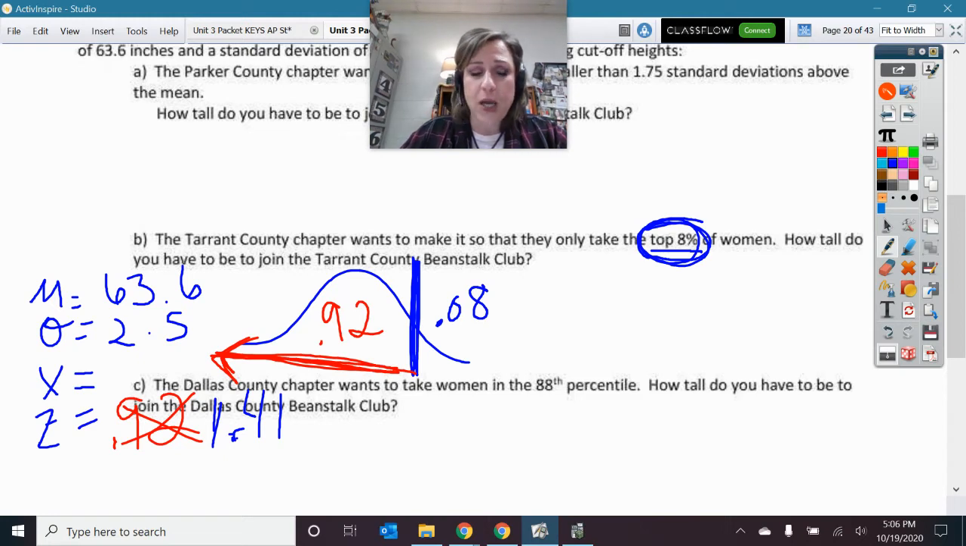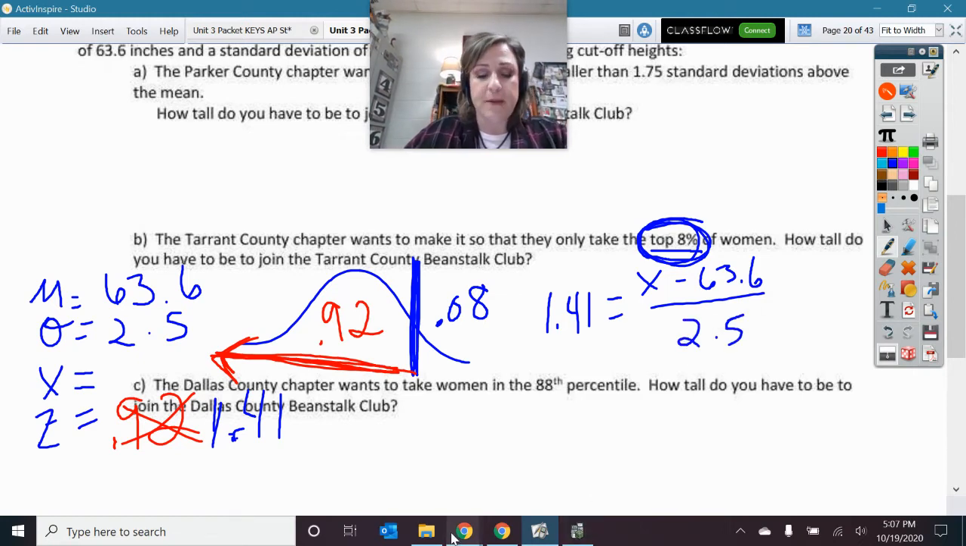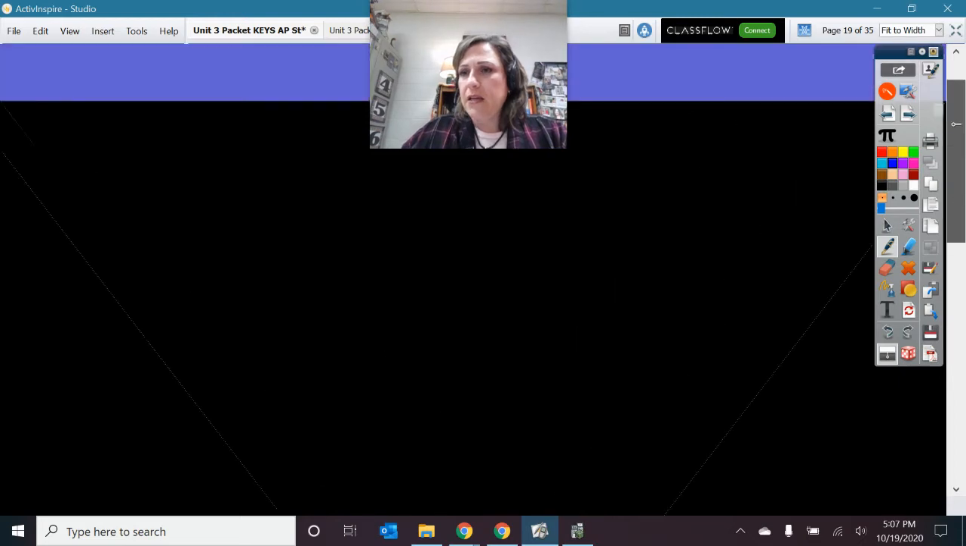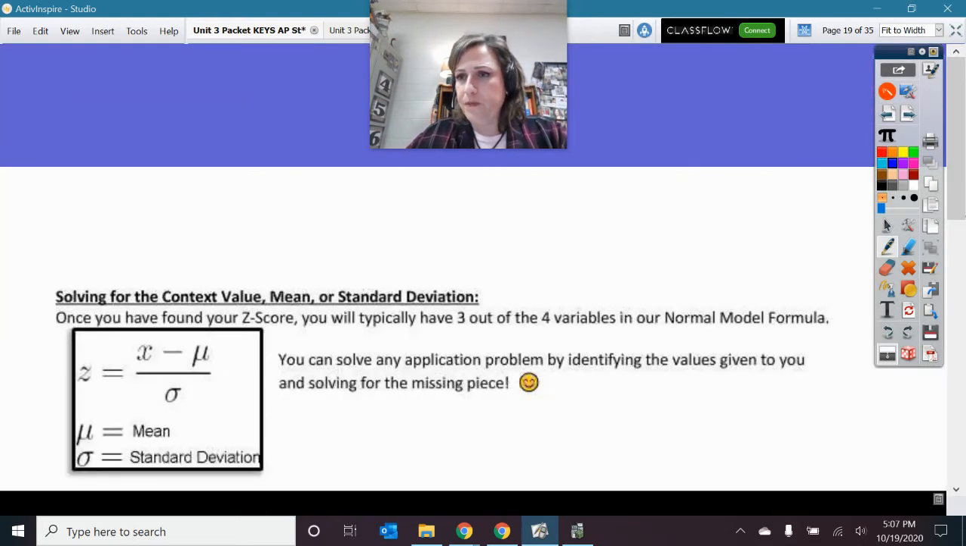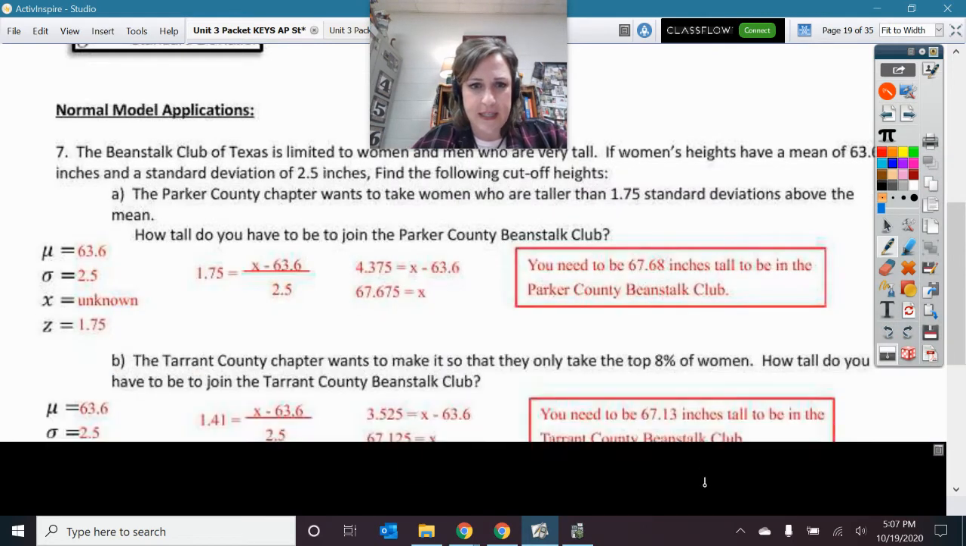Now I'm going to set up my equation. I have 3 out of the 4 things, and now I'm going to solve. So I got my z equals x, I don't know, minus the mean over the standard deviation. X minus the mean over the standard deviation. And so then I'm going to go and put that in there. And let's see what that looks like here. Pull this on down so I can see the work. There we go.